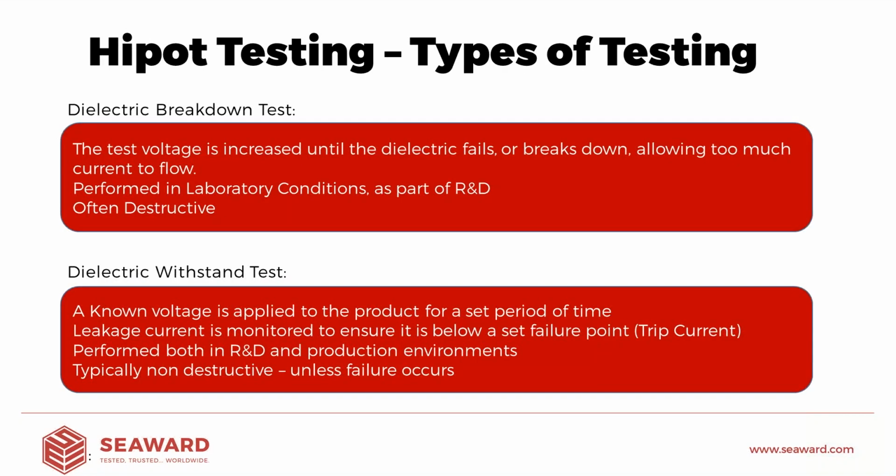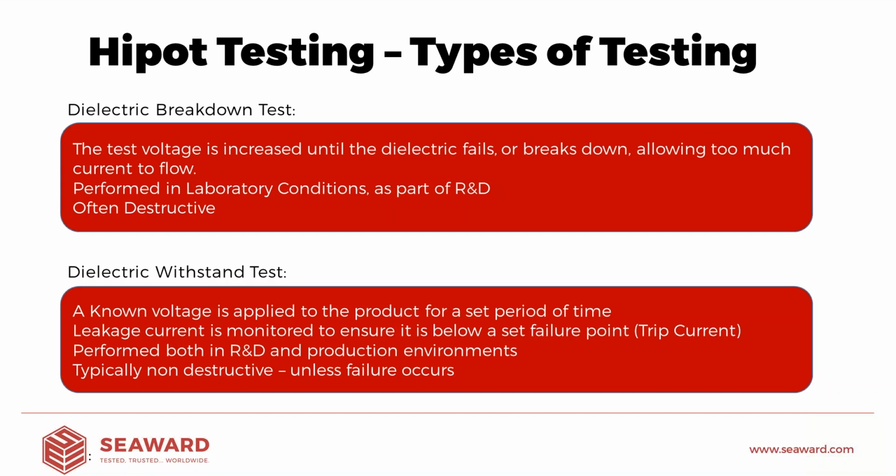Now, Hipot testing: there are two types of tests that can be performed on a product. There's what we call a dielectric breakdown test, and then there's the more traditional dielectric withstand test. The breakdown test itself is traditionally only performed in R&D, in a type test scenario. The idea of a breakdown test is we just want to know exactly at what point the product fails.